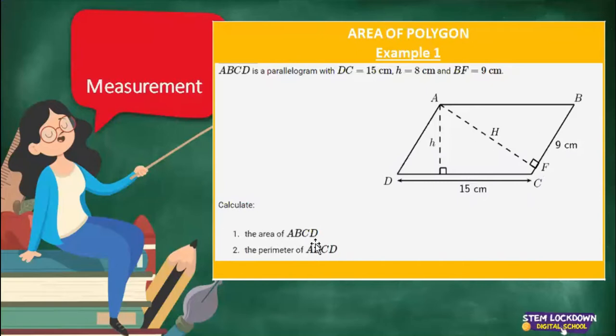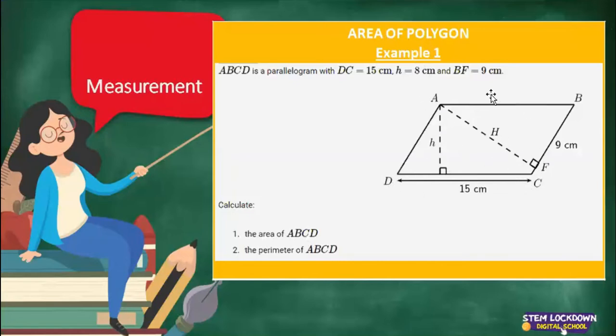Calculate the area of parallelogram ABC, because ABC is a parallelogram. So what is the area of parallelogram ABC? The area will be the height times the base, where the height and the base have to be perpendicular. Here the height is perpendicular to the base. So the height is given as 8, and the base is given as 15.